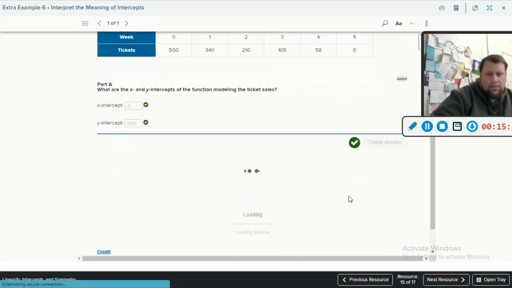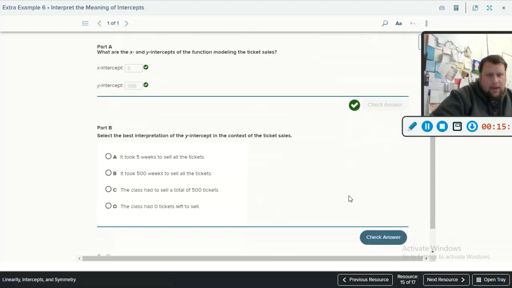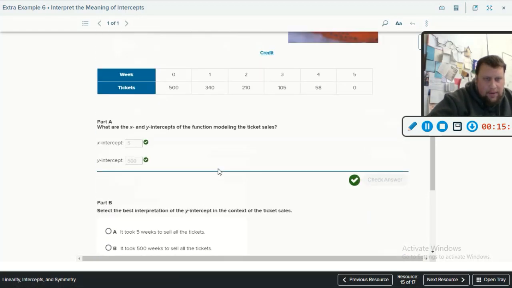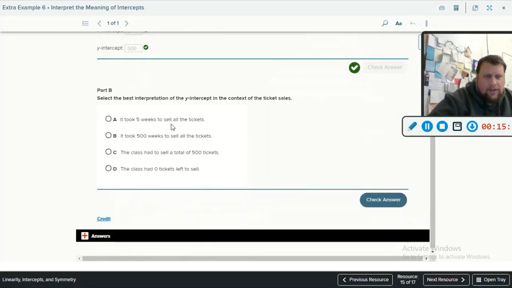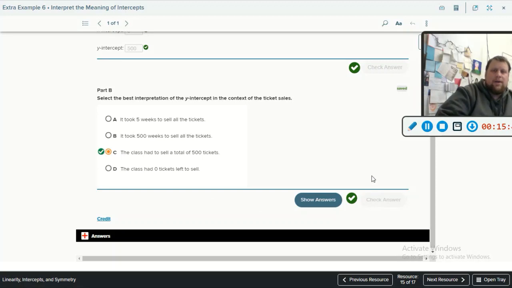Is there a part B to this? Part B, select the best interpretation of the y-intercept. Well, the y-intercept is at 500, and that tells us there's 500 tickets to sell. So the class had to sell a total of 500 tickets. That's it right there. Let's go.